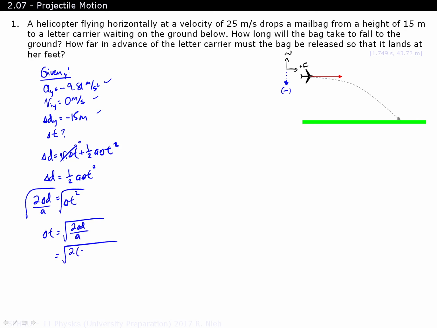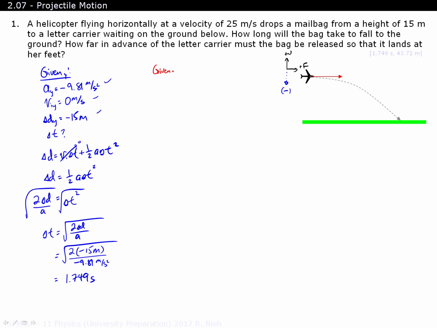Sub the values in as necessary. So negative 15 meters in the numerator and negative 9.81 meters per second squared in the denominator, and the math should work out. In this case, it takes 1.749 seconds for the parcel to fall. That also gives it 1.749 seconds for it to travel across.